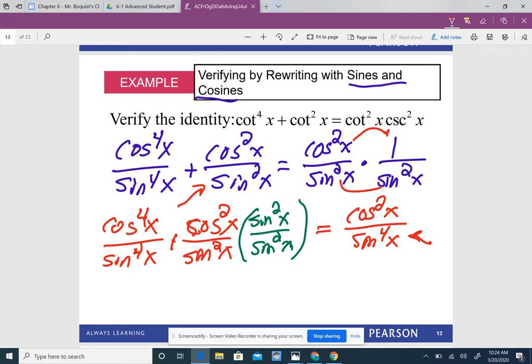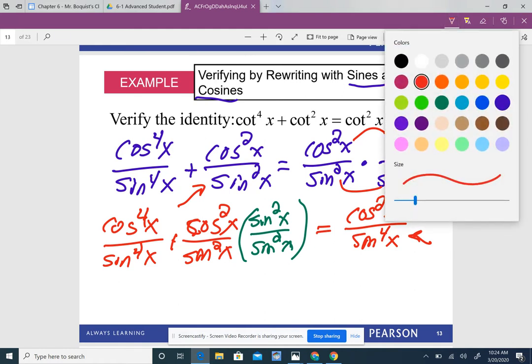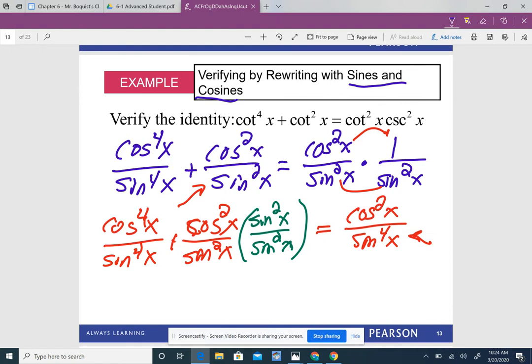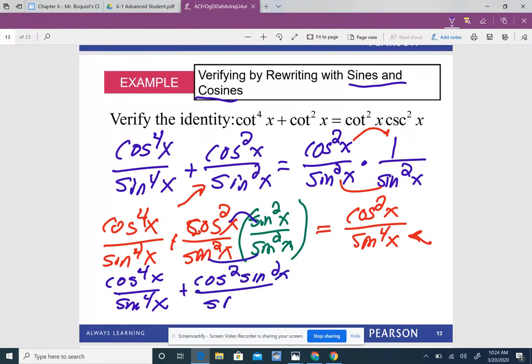And so I'm going to try and sneak one more line on this page here. We'll switch to maybe purple or something. So these 2 terms, once I get done, this will be cosine to the fourth x. This is still over sine to the fourth x. Plus, if I multiply this, I get cosine squared times sine squared over, this would be sine to the fourth. All right, that's promising, because that's what I have over here.